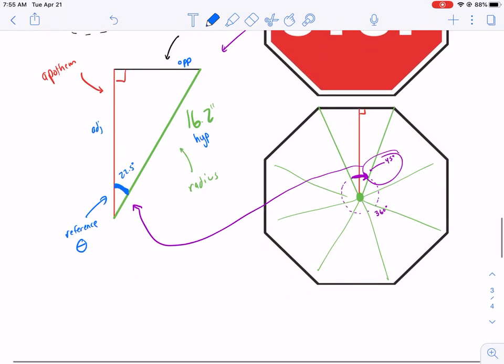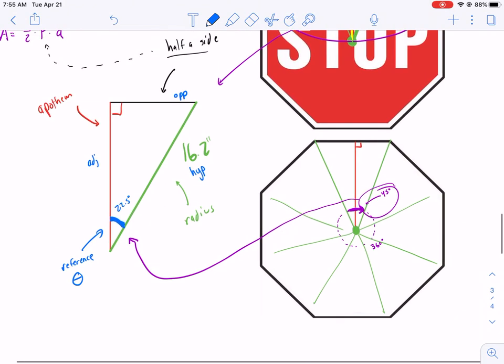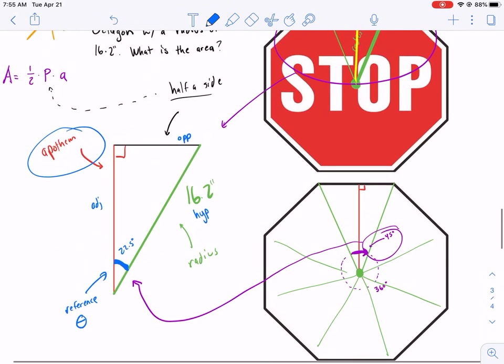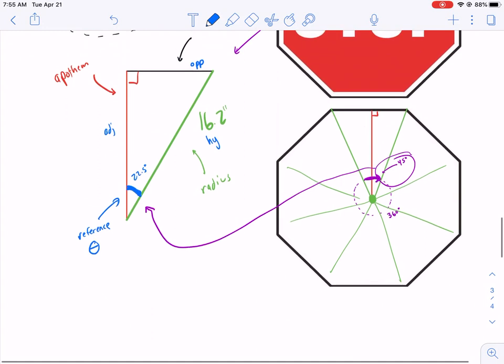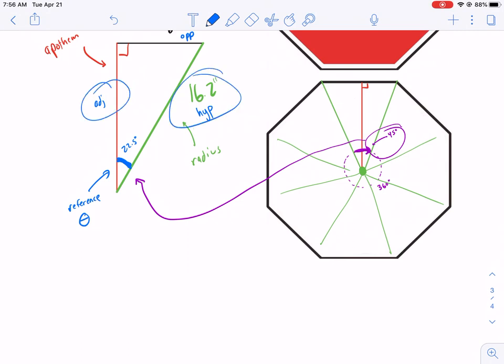So let's form some trig identities to get what we want. We're going to have to form two because we want the apothem and we want the half side, the opposite side and the adjacent side. So we're going to have to use two ratios because we're only given one known, and that is the hypotenuse. Our first one, let's find the apothem first. So hypotenuse and the adjacent side.